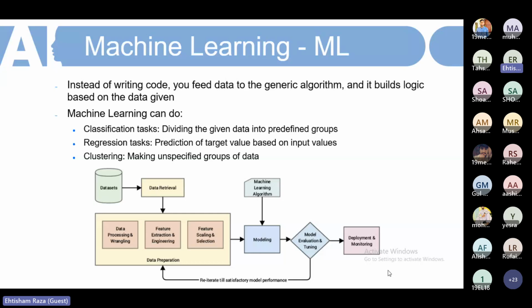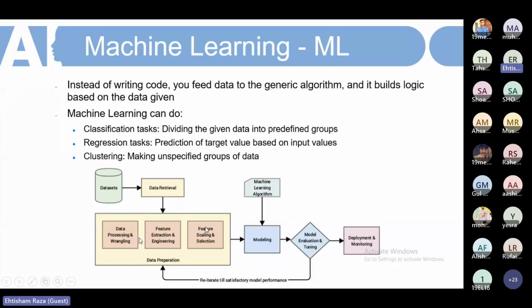These are the three main tasks which machine learning does. So what is machine learning in a flowchart? We obtain our data set. In the data set, not all of your data is useful for you, so you have to retrieve only the useful features from your data. Once you have the useful features, you perform the data processing. You have to perform data cleaning, data wrangling, feature engineering, feature extraction, and then you apply feature scaling and feature selection.